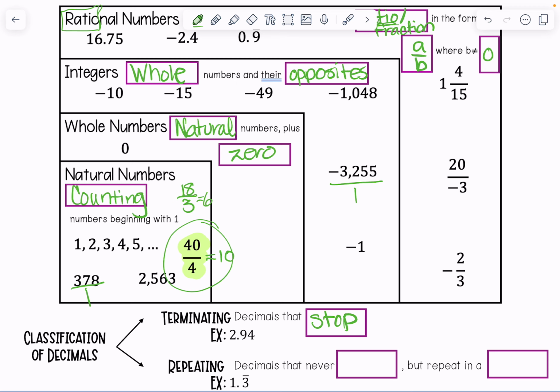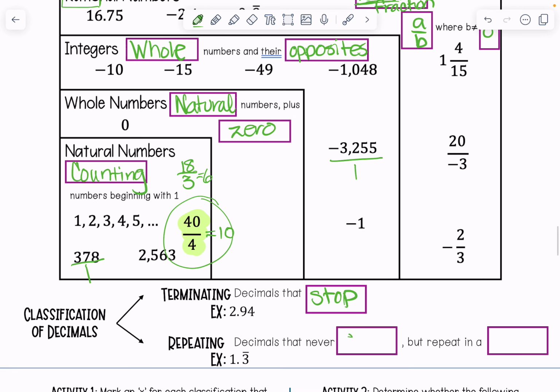All of those decimal numbers are numbers that you have your decimal point, you have some numbers afterward, but then they stop. Repeating decimals are decimals that never stop, but they repeat in a pattern. So there's some sort of pattern to the repeating. So for example, this 1.3 repeating, that 3 is going to go on forever and ever and ever. So it's not a terminating decimal, but there is a pattern that repeats.